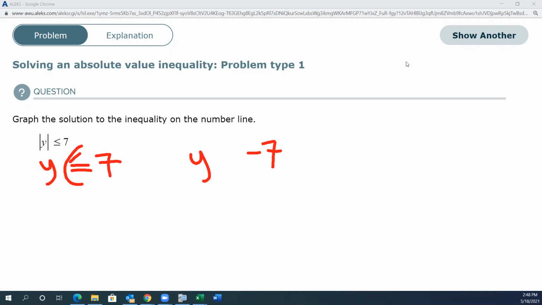Now, when you change the sign over here, just like we did with the equations, what that's going to do is flip the inequality around, because in effect, what's happened is we have multiplied the 7 by -1. And when you multiply or divide by a negative, you flip the inequality around. Okay.